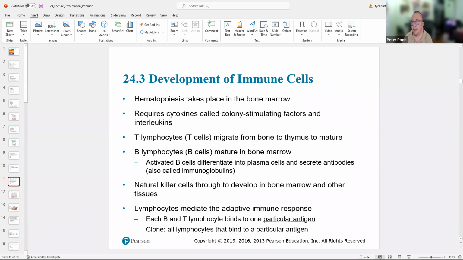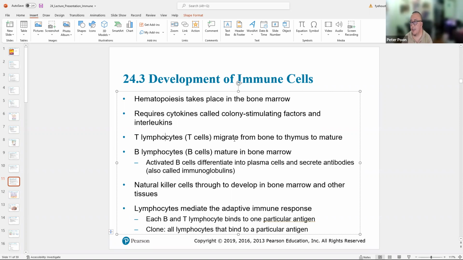So, the development of immune system cells requires cytokines called interleukins, which act in between white blood cells. All right, T cells and B cells.